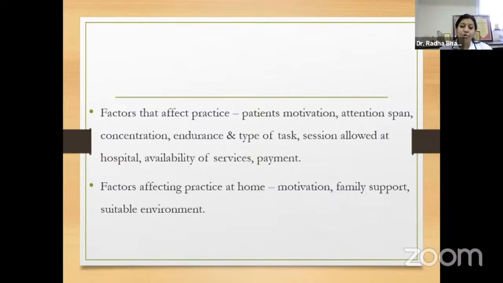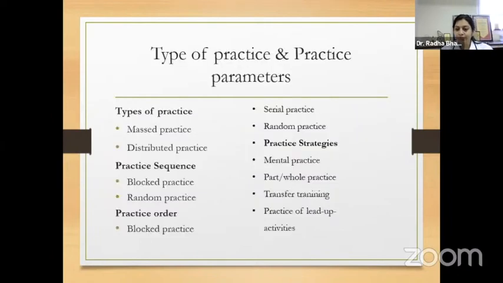Some factors are modifiable, some factors are not modifiable. So we need to take care of what factors are affecting and which can be modified. If they can be modified, do the modifications. If they cannot be modified, we leave them in that particular manner and try to revise some other part of the things so that there is ultimate benefit for our patients.